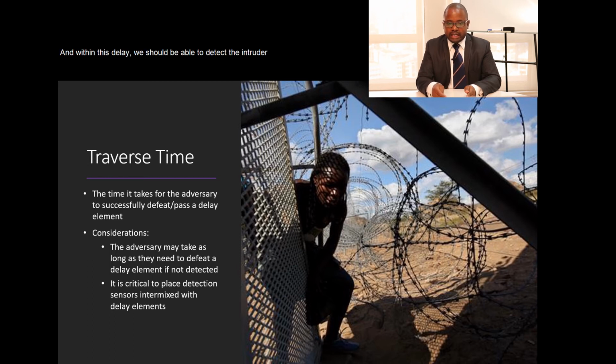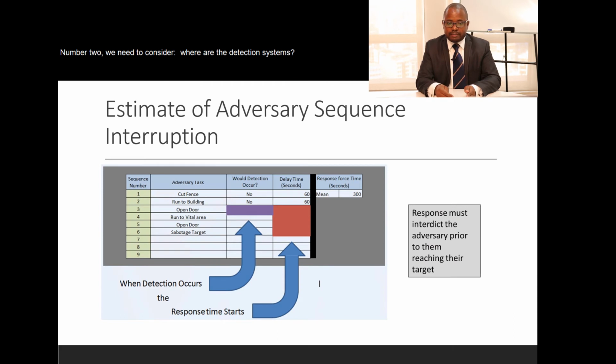And within this delay, we should be able to detect the intruder so that they don't reach our critical asset. Number two, we need to consider where the detection systems are, and whether the detection systems are going to provide us with enough time to actually respond to the intruder.